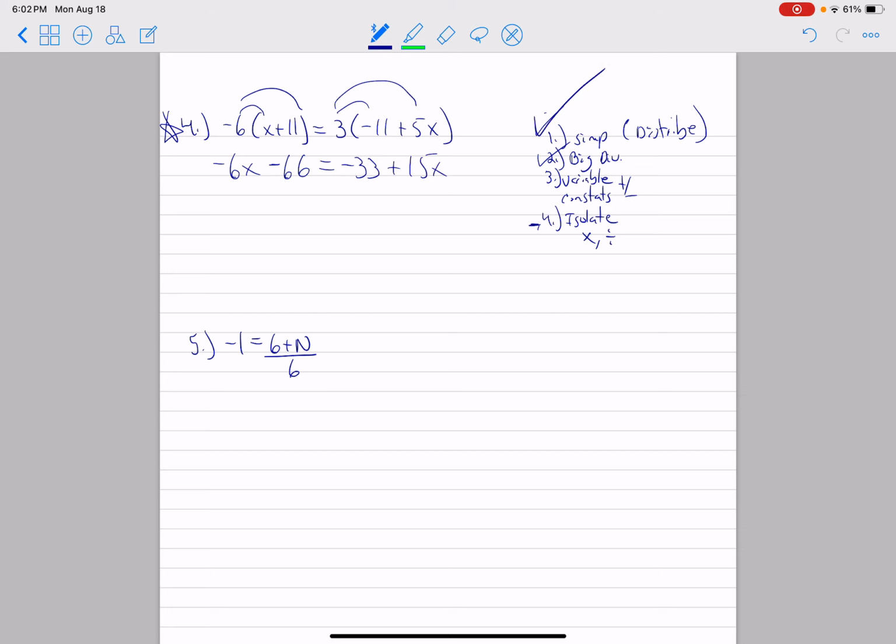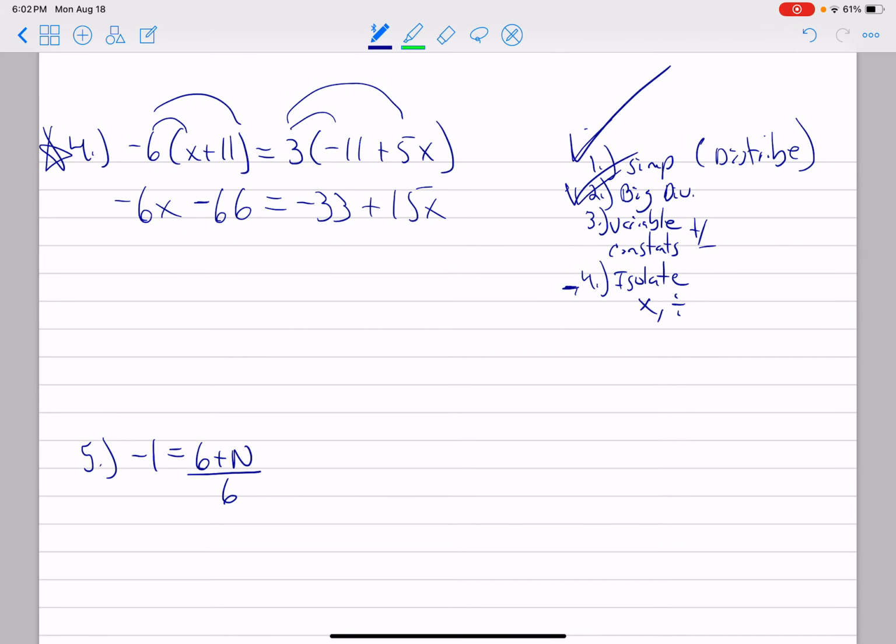Looking good. Step 1, finished. Step 2, big division. No. Step 3, get all my variables on one side and all my constants on the other. I got variables on both sides and constants on both sides. So I just need to pick. I want my variables on the left. So I'm going to do this by adding and subtracting. Minus 15x. See ya. Minus 15x. Negative 6 minus 15x. Make sure you use the calculator. That is negative 21x minus 66 equals negative 33.